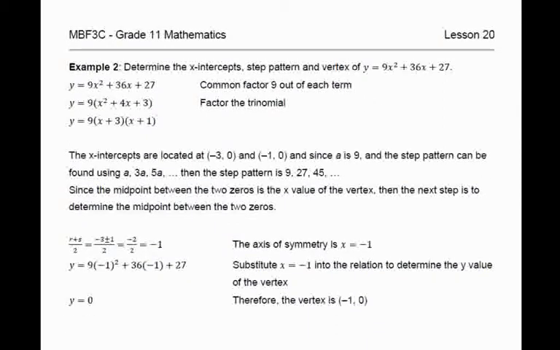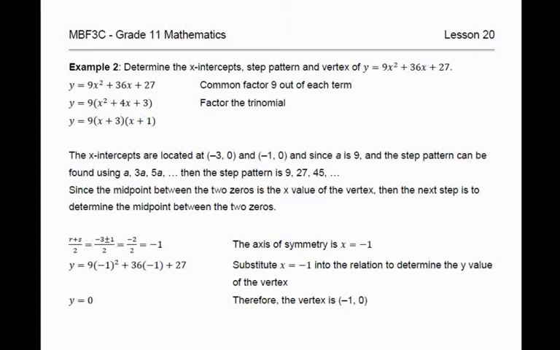But let's see, for example 2, this one's a bit different. It says that we have to find the x-intercepts and the step pattern and the vertex of a quadratic relation, but it's in our standard form, and we can't find any of those. We can find the step pattern, but we can't find the x-intercepts or the vertex easily from that form. So what we'll do is we'll convert it to factored form, because factored form will help us find the x-intercepts easily, and we can find the vertex relatively easily from that form as well.